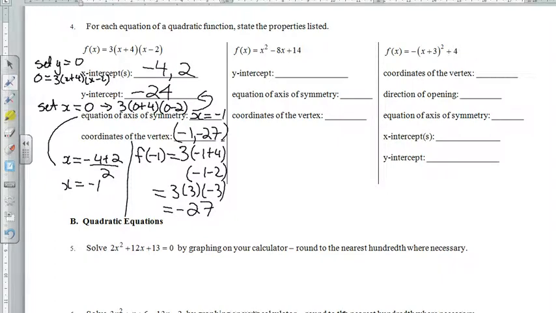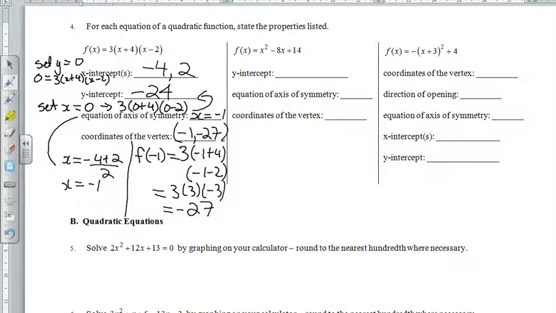Let's say this was on a test. What does state mean? What do you have to do? This is on a test and it says state. What do I need to see? The number. Just the answers. You don't need to show any work. So if all you did is write negative 4, comma 2, negative 24, x equals negative 1, negative 1, negative 27, full marks. So you don't have to show work.